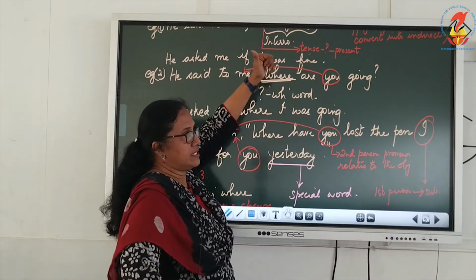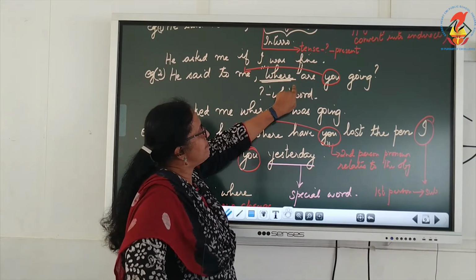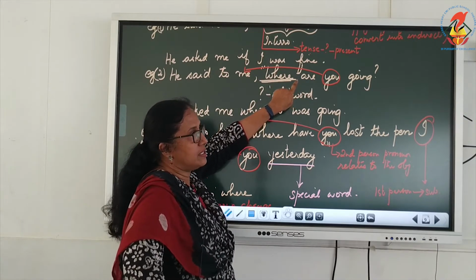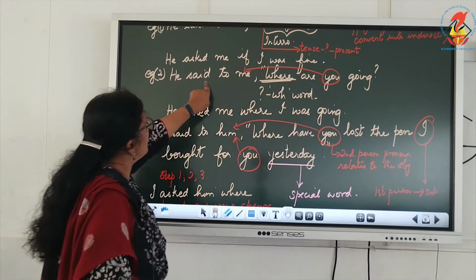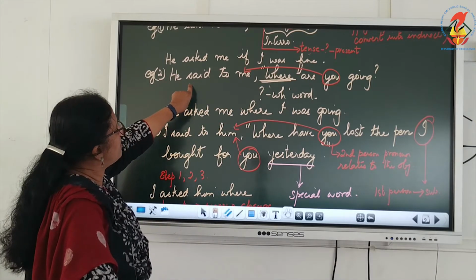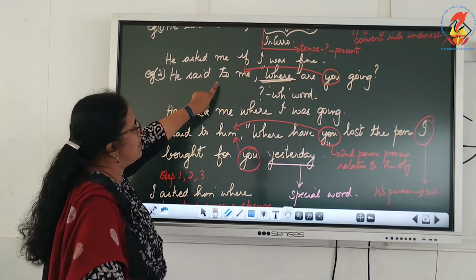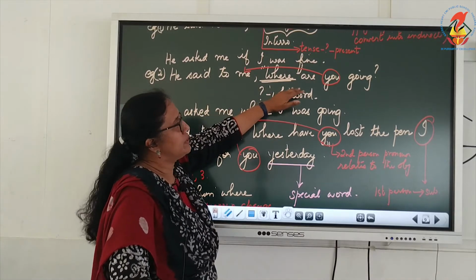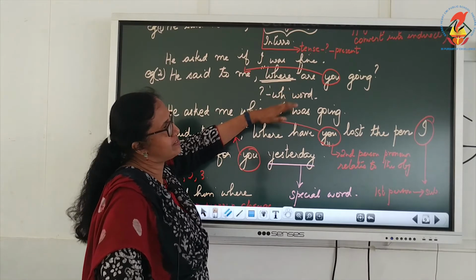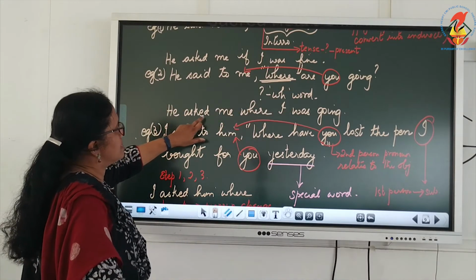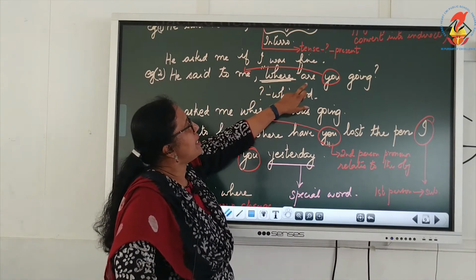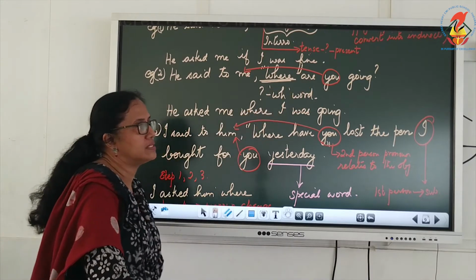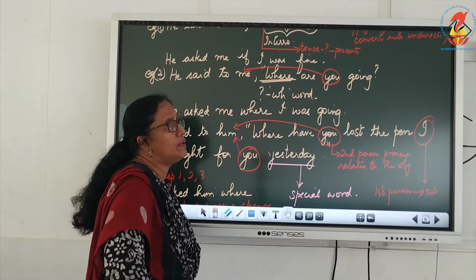Identify 6 steps. First step, identify the type of sentence. Here, answer, interrogative. Second step, look at the reporting word. He said to me. Now, what will be the most suitable word in respect of the type of sentence, because it's a question? So, you can easily say, he asked me. Where are you going?